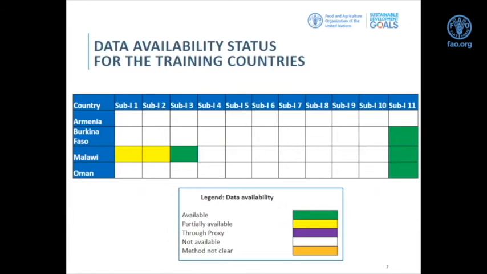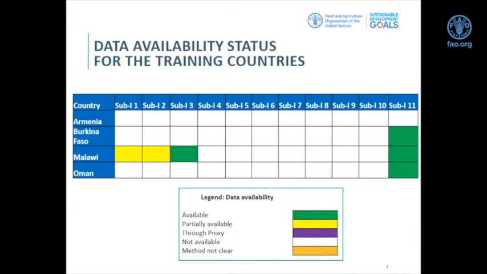Here is visualized the specific overview of the data availability of your countries for the 11 sub-indicators. This, of course, takes in consideration only the countries that were part of the pilot test. This is why we have here only Armenia, Burkina Faso, Malawi, and Oman. So we can see that Malawi stated to have available or partial available data for 4 sub-indicators out of the 11, but they provided data only on 1 sub-indicator. Burkina provided data on 1 sub-indicator. And finally, Oman stated to have available data for 1 sub-indicator, but they didn't provide any data on it.